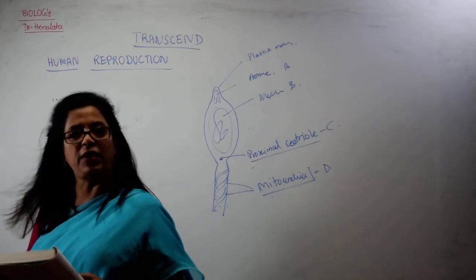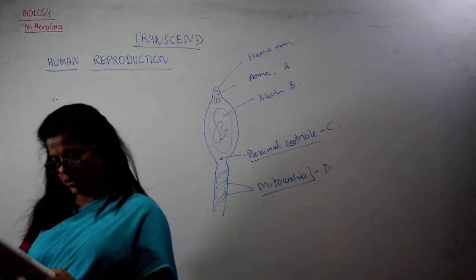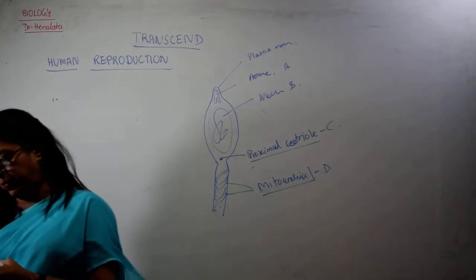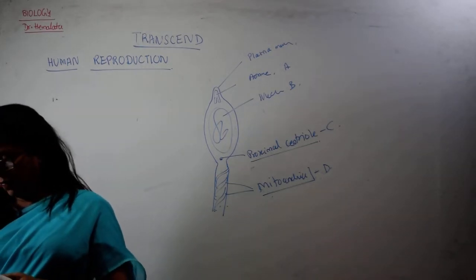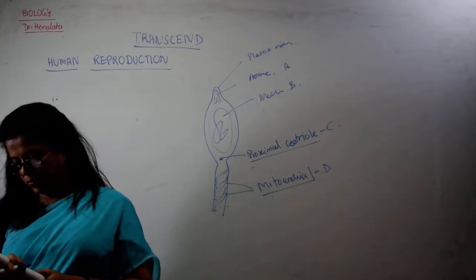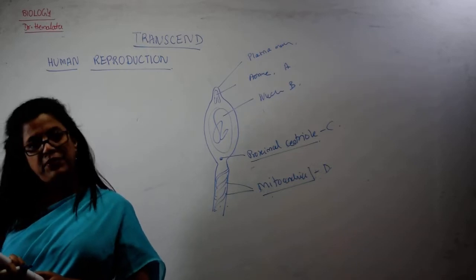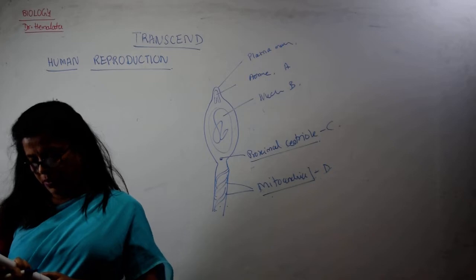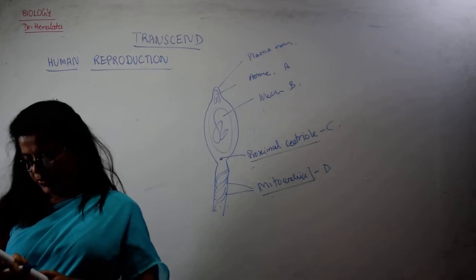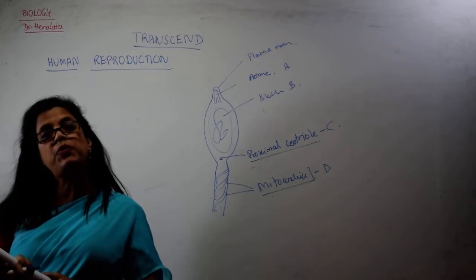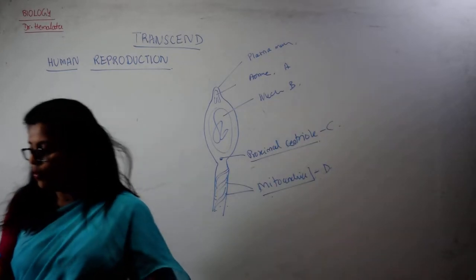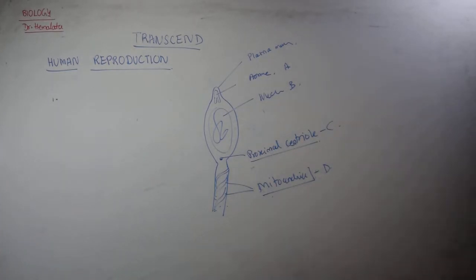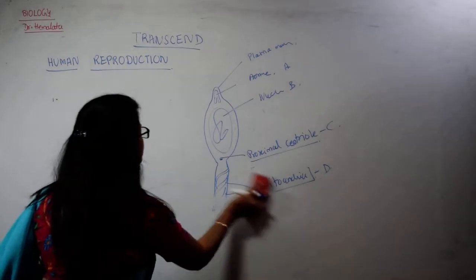The 12th question: 2n is equal to 16, the diploid chromosome number is 16, in a primary spermatocyte at the metaphase of the first division. What shall be the total number of chromatids in each secondary spermatocyte? For this you should have a little background, so I am solving the 12th question.